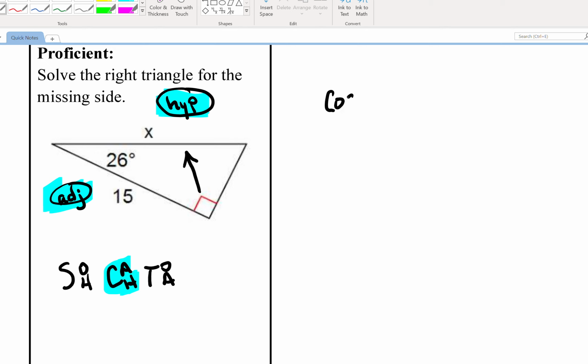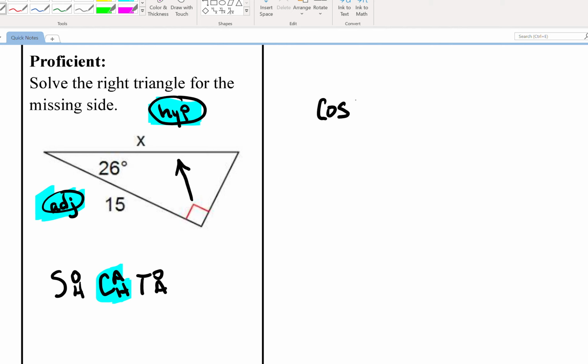The cosine, and right after cosine or sine or tangent, immediately thereafter, you're going to write an angle. Since we have the angle here, it's 26 degrees. That's what goes there next, 26. It's the cosine of 26 degrees, and it's equal to A over H, the adjacent over the hypotenuse. Well, the adjacent here is 15, and the hypotenuse is X.